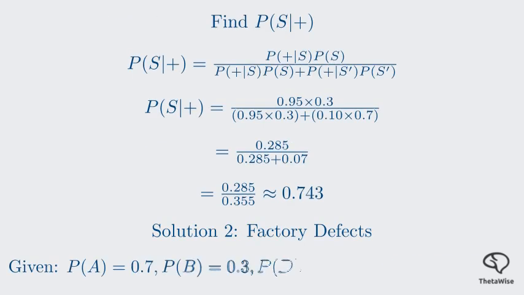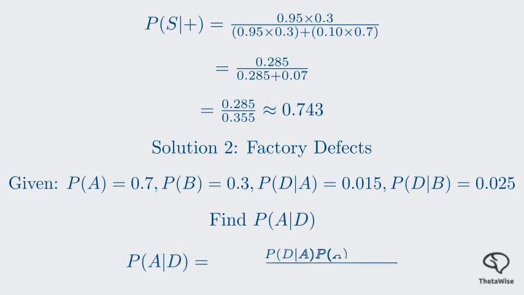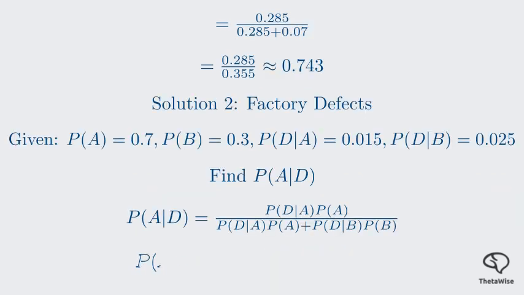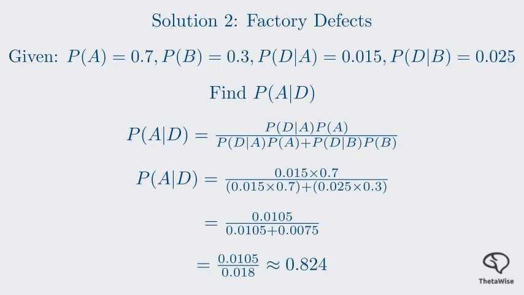Solution for question 2. Here we're looking for the probability that a defective item came from line A. We use Bayes' theorem for P of A given D. We found P of D using the law of total probability. The result is about 82.4%. This is higher than line A's 70% production share. This is because a defect is more likely from the line with the higher production, even though line B has a slightly higher individual defect rate. The prior probability of it being from line A is very strong.